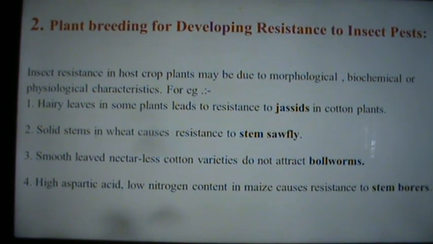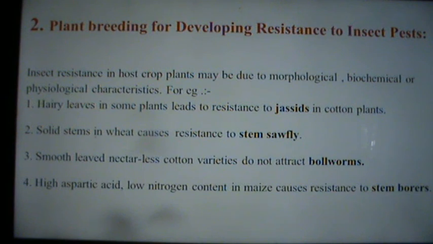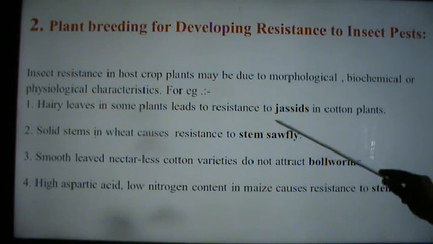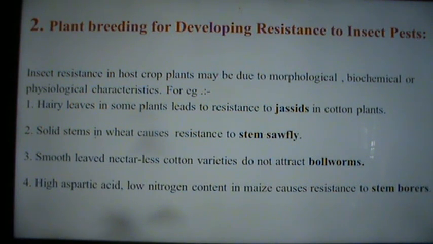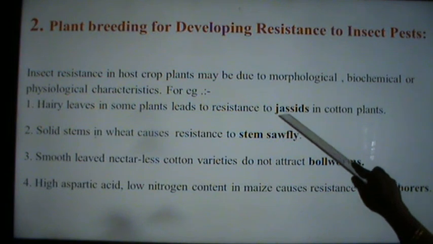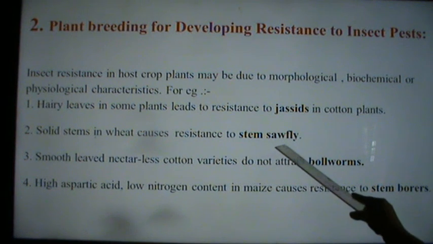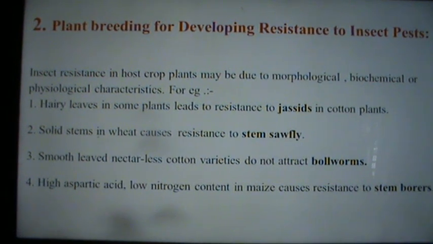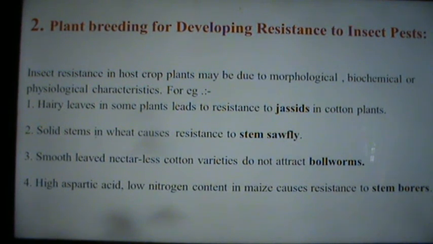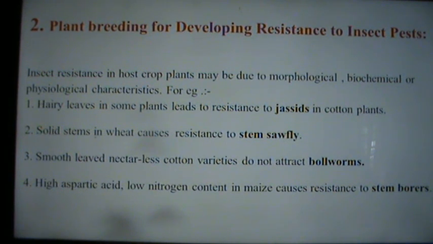Some examples of the insects and worms which infect the plants, and how the plants develop resistance, I have given over here. Just see, in cotton, jassids are the main insects which affect the cotton plants, but the cotton plants develop resistance to this insect by having hairy leaves. Next, the insect which normally infects wheat is the stem sawfly, and the wheat plant develops resistance to that insect by having a very solid stem.